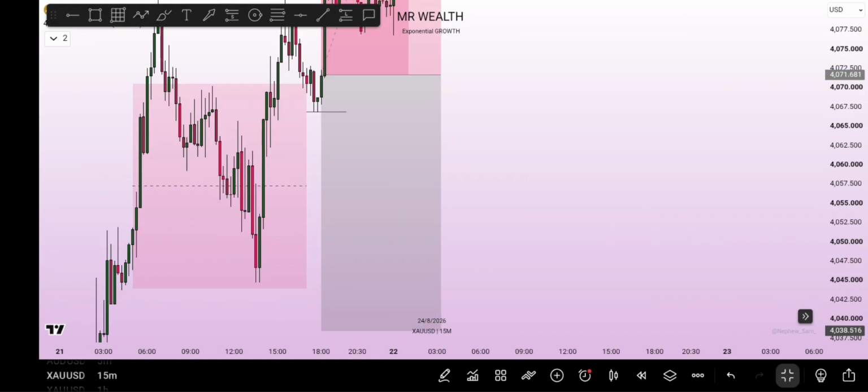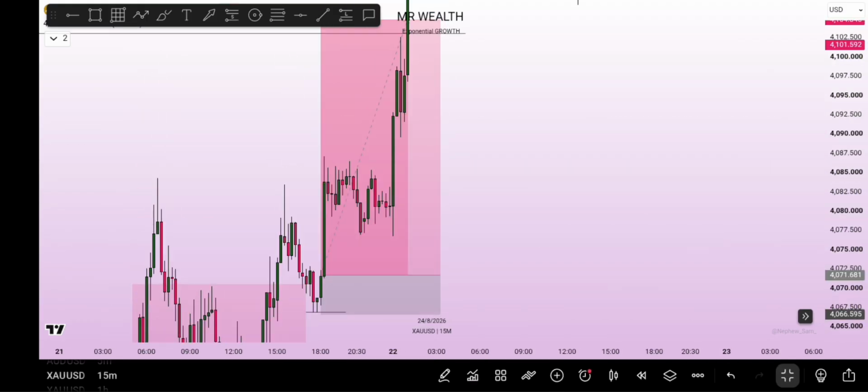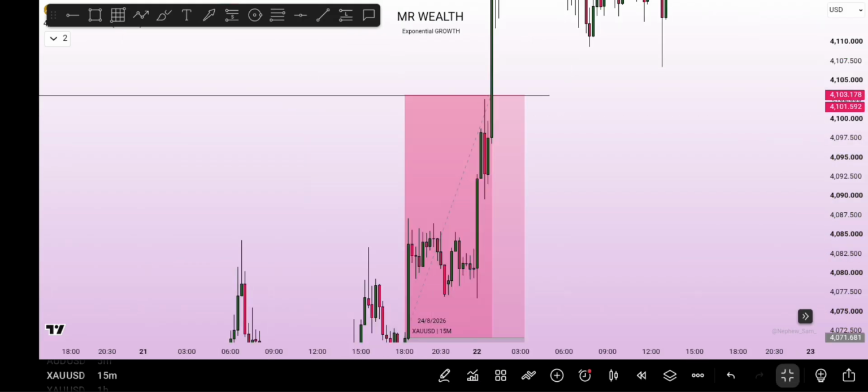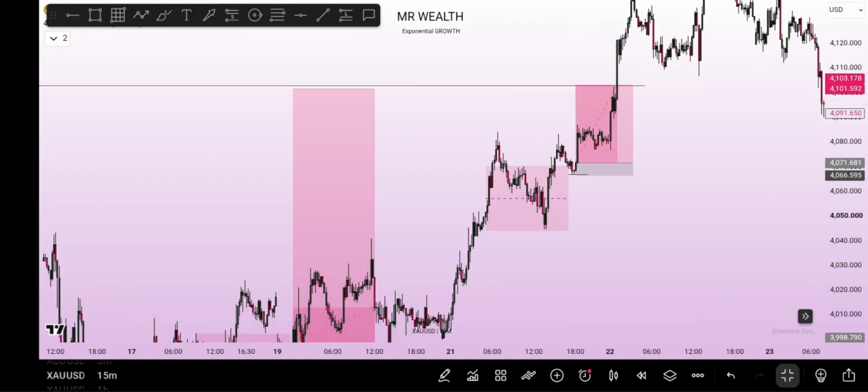Your SL goes below where the shift happens, that's a validation point. When you target the same high, you're targeting the high before the shift. So that one is a 6 hour, and this one is a 6 hour.